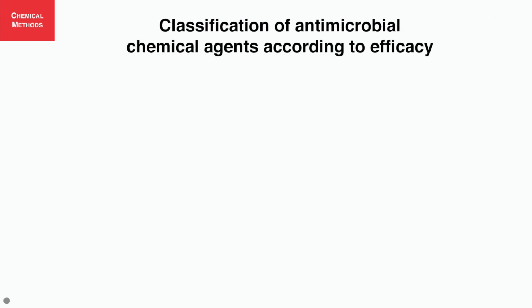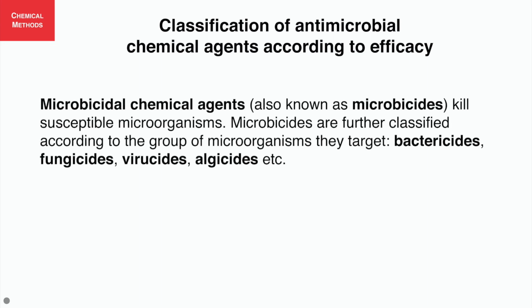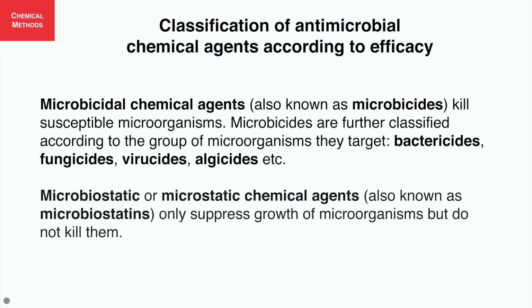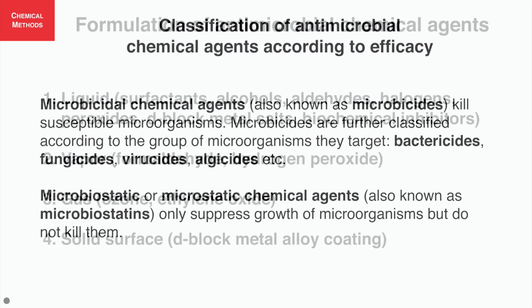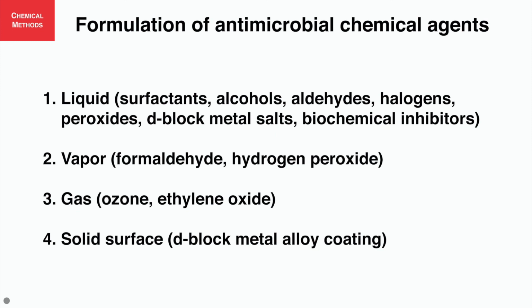It is also possible to classify antimicrobial chemical agents according to their efficacy. Microbicidal chemical agents control microorganisms by killing them. Microbiostatic or microstatic chemical agents control microorganisms by suppressing their growth. In many cases, the efficacy of a particular antimicrobial chemical compound depends on its concentration. Antimicrobial chemical agents can be used in different formulations depending on the properties of the individual compound. The choice of which type of formulation to use depends a lot on the properties of the medium to be treated, as discussed in the beginning of this lecture.